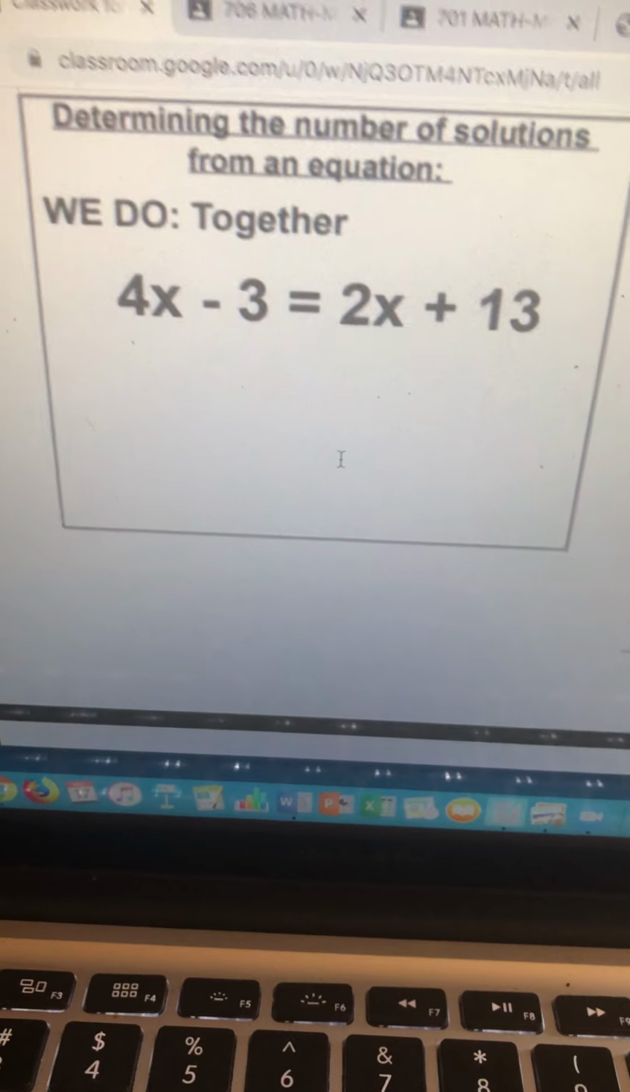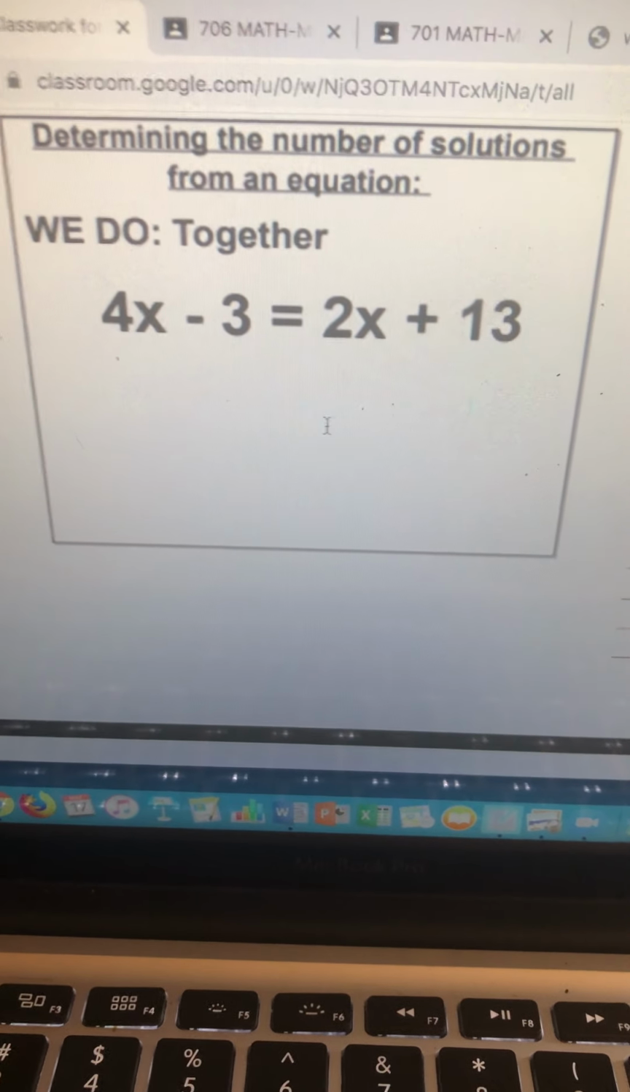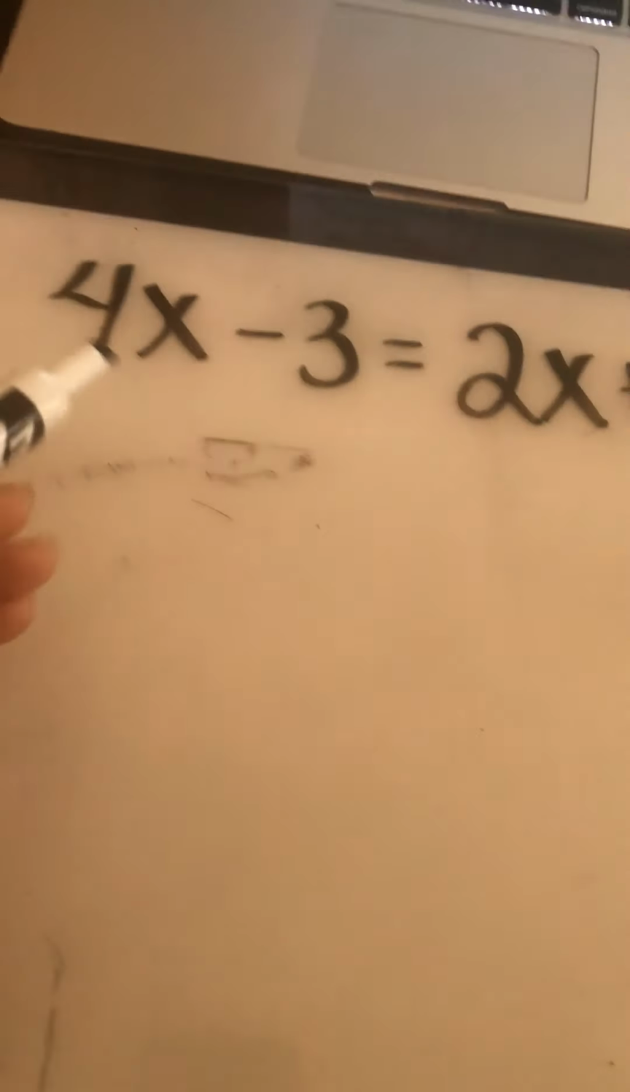So there's two ways you can go about answering this question. You can look at this as two separate linear functions, right?